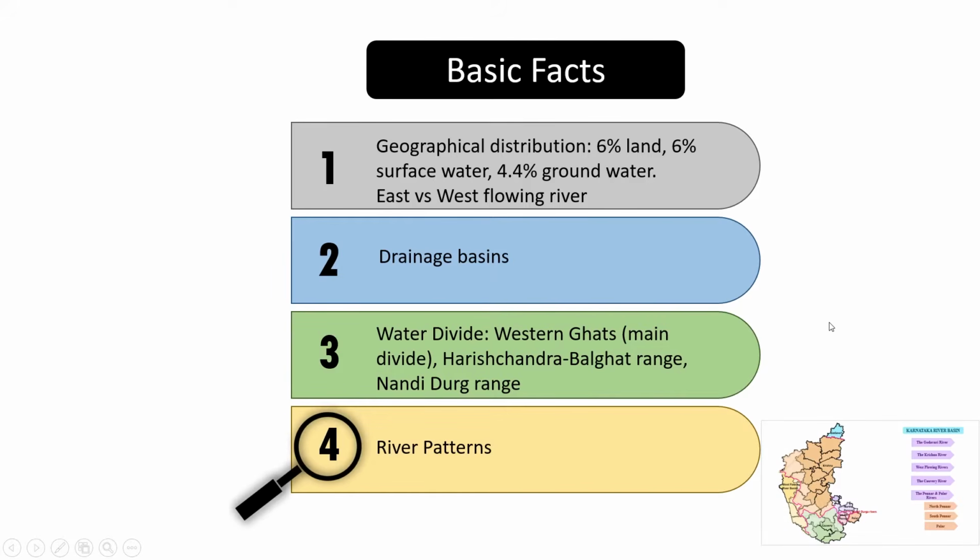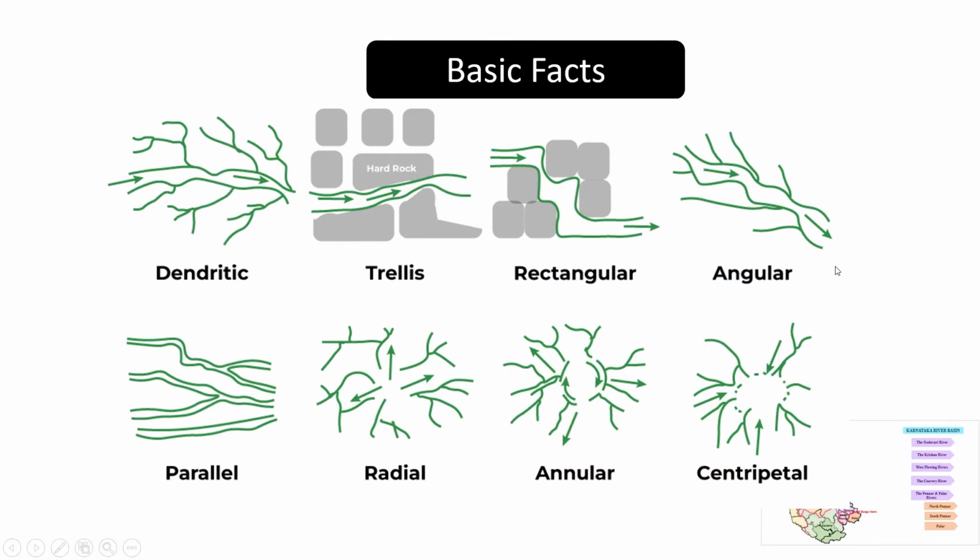Now let us understand the last point in the basic fact, that is the river patterns that exist in Karnataka. What is a river pattern? River pattern means the pattern in which the river system flows in this river basin. We have various river patterns. Let us see an image now. So this shows how the rivers flow depending upon the topography of the region.